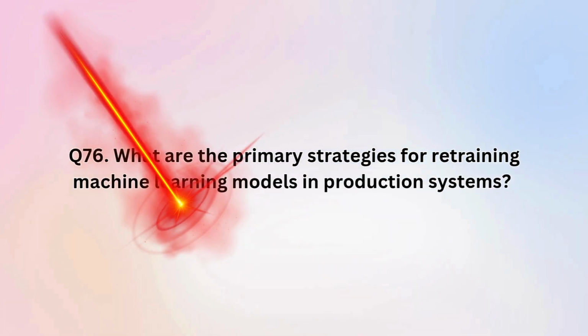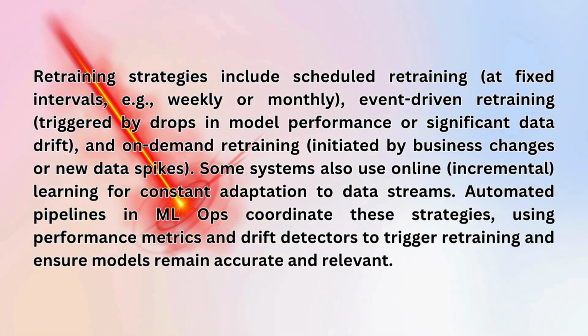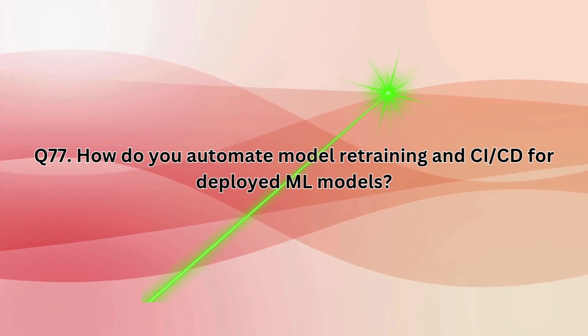What are the primary strategies for retraining machine learning models in production systems? Retraining strategies include scheduled retraining at fixed intervals, for example weekly or monthly, event-driven retraining, triggered by drops in model performance or significant data drift, and on-demand retraining, like that initiated by business changes or new data spikes. Some systems also use online, incremental learning for constant adaptation to data streams. Automated pipelines in MLOps coordinate these strategies, using performance metrics and drift detectors to trigger retraining and ensure models remain accurate and relevant.